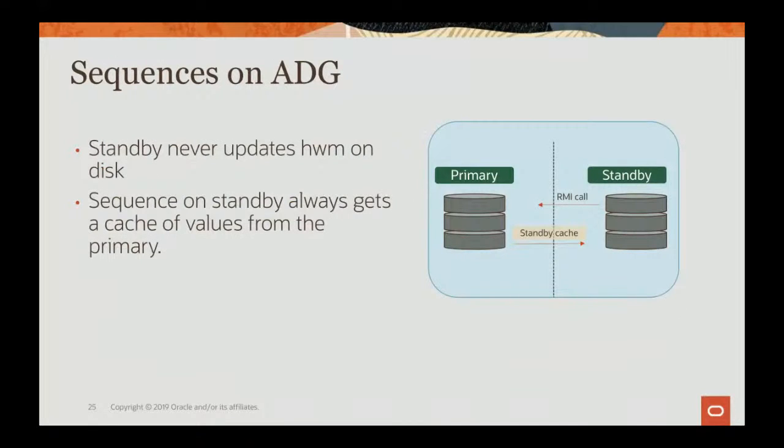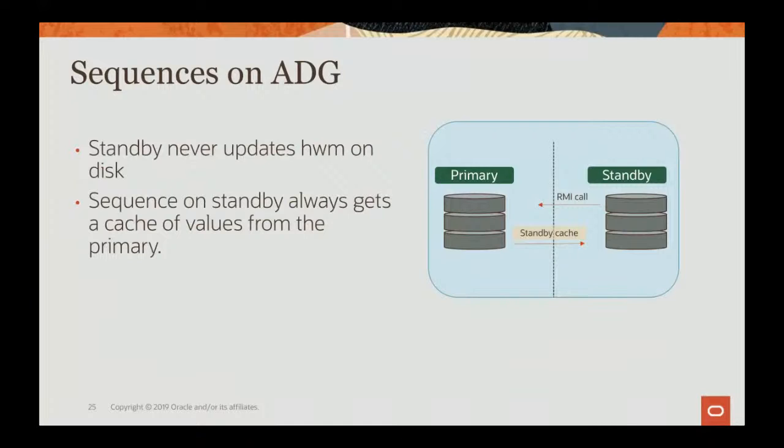Okay. How do sequences work on ADG? Oracle Active Data Guard basically provides read-only access to a physical standby while redo is active, while redo applies is active. And if a sequence is accessed on the standby, we need to ensure that it is coherent with both the definition and its use on the primary.